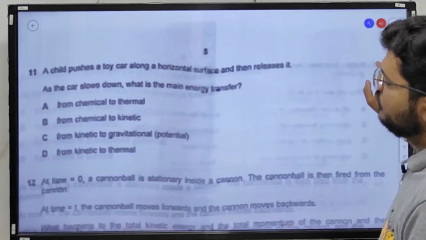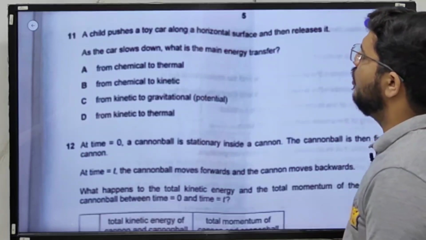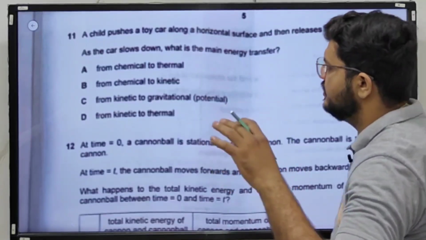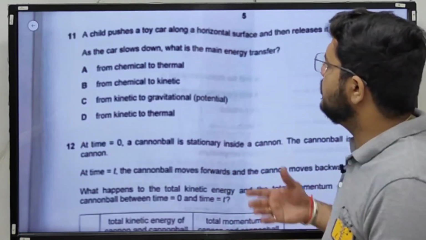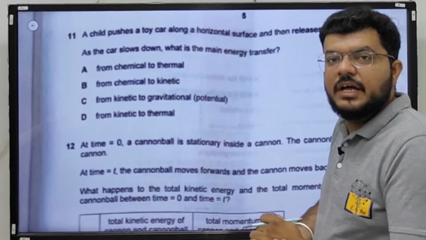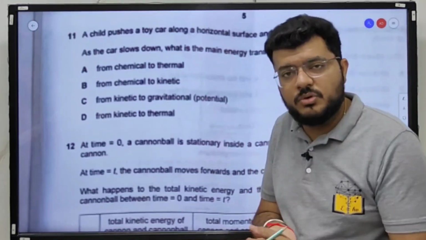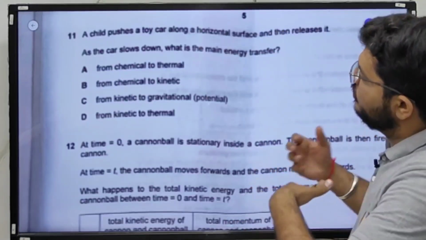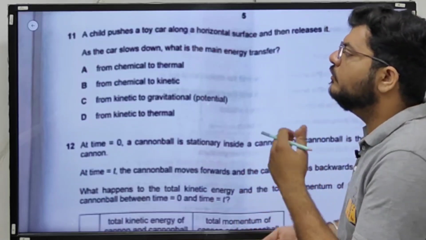Let's go to the next question we have. A child pushes a toy car along the horizontal surface and then releases it. As the car slows down, what is the main energy transfer? First understand that when the car is released, it slowly comes to rest because of frictional force, right? So frictional force will generate heat. If nothing else, it will dissipate this energy in the form of heat.